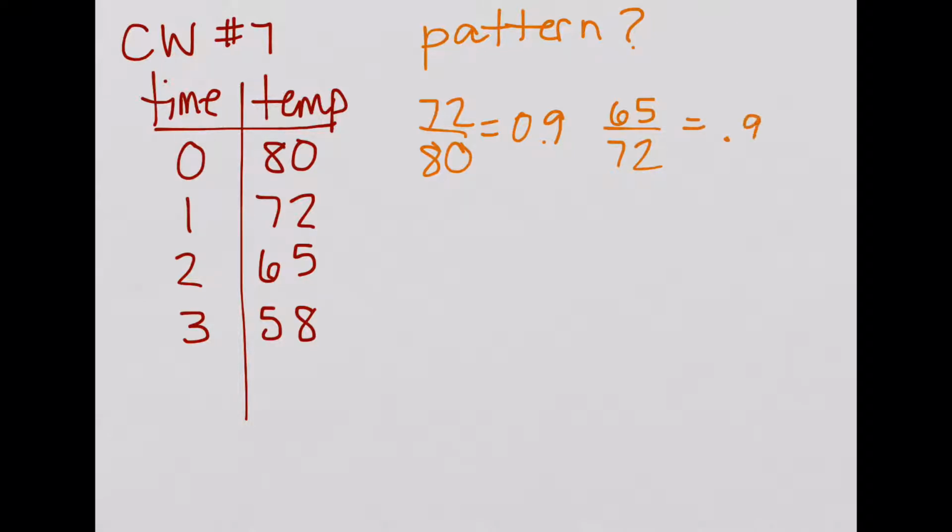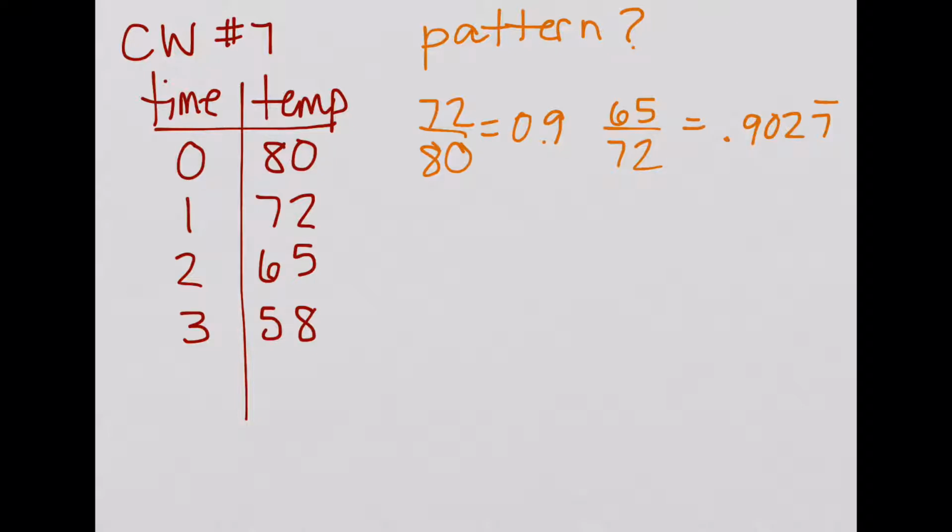I got 0.9027 repeating. But if you look back at the instructions, it says, given the graph of this relationship, approximate the decay factor. Now, this has to be an approximation because this is like a real-life situation where we just wrote down the temperature every minute for 10 minutes, and we could have some variables that make us not quite accurate.